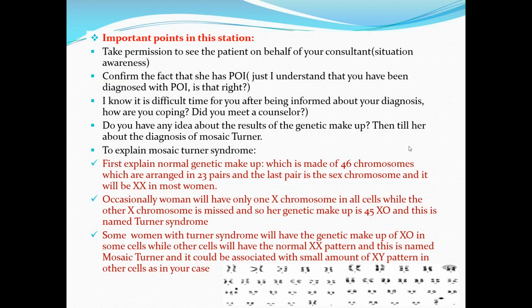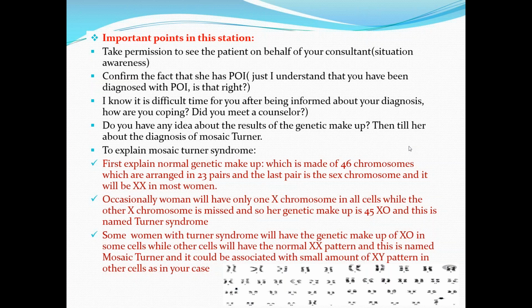To do that, you will do it in 3 steps. The first step, you will need to explain what is normal genetic makeup. Then what is meant by Turner syndrome. And the final step is what is meant by mosaic Turner. So simply, I will tell her: first, I will need to explain for you about the genetic makeup, which is made of 46 chromosomes. They are arranged in 23 pairs, and the last pair is the sex chromosome, and it will be XX in most women. So now I tell her about the normal karyotyping.